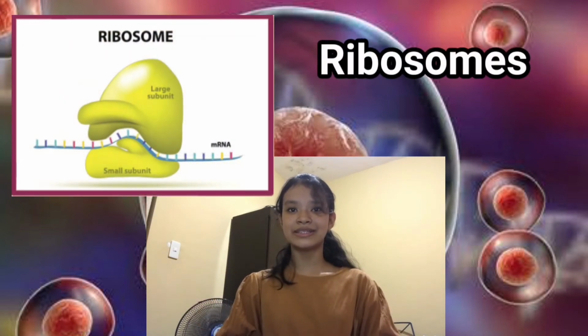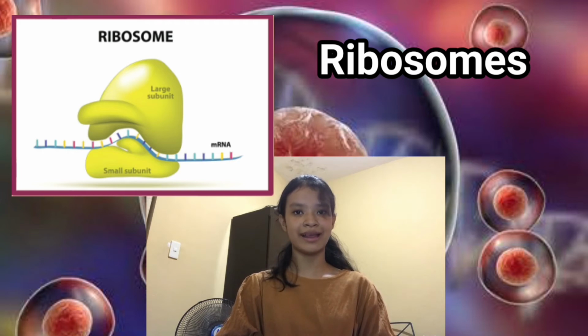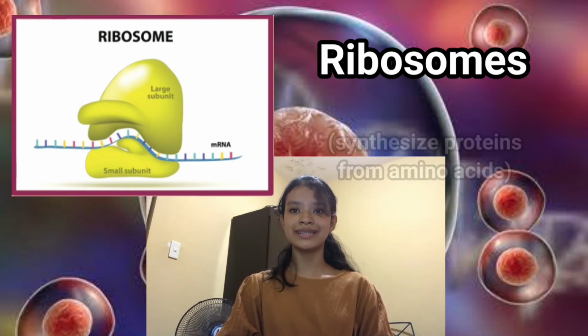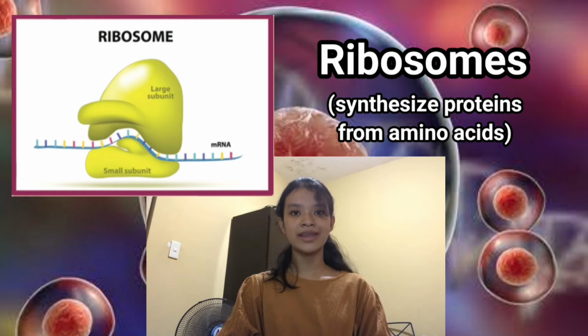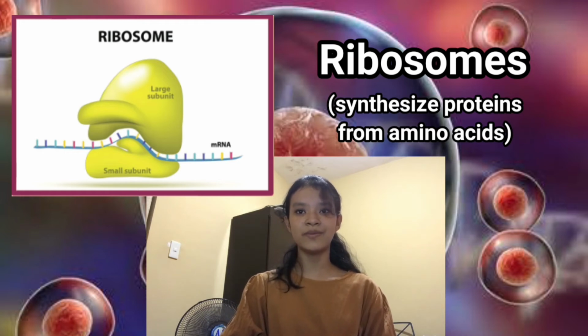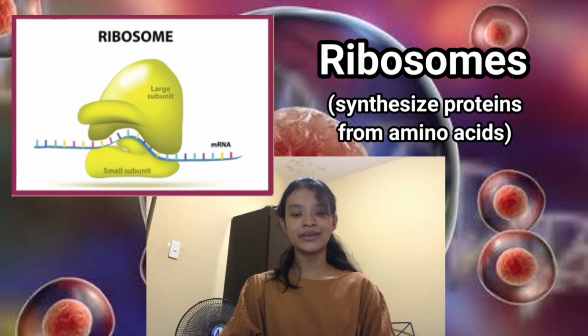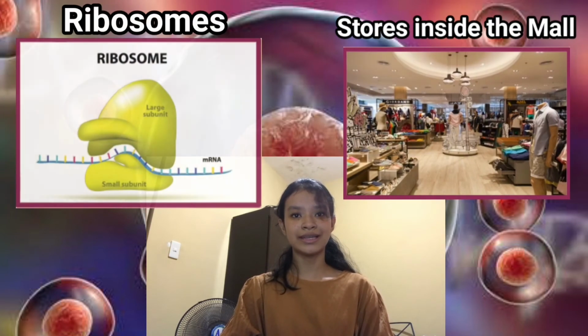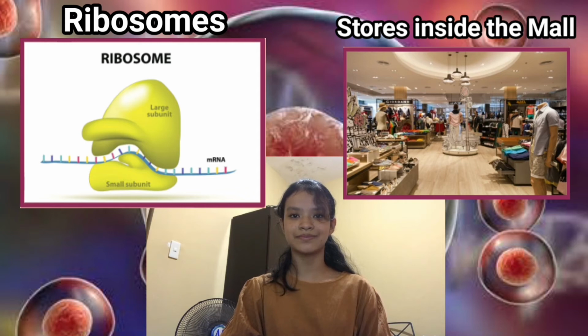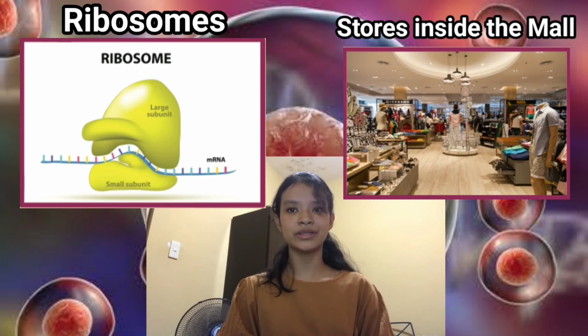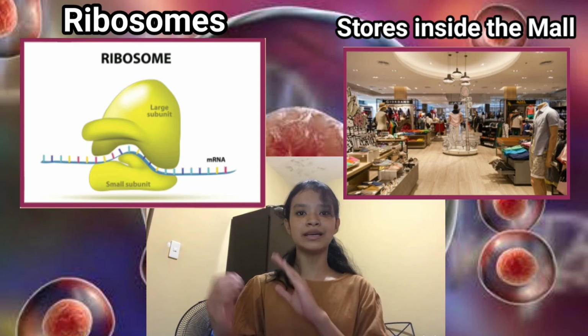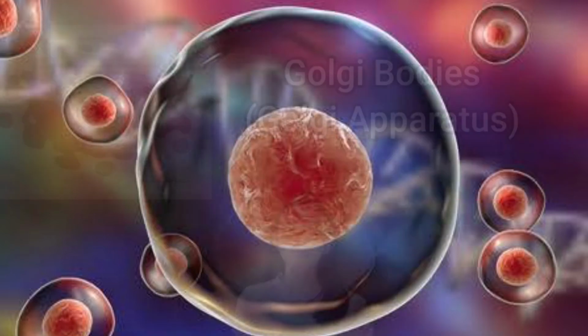Ribosomes. Since the ribosome is responsible for translating a coded message from messenger RNA molecules to synthesize proteins from amino acids, and they attach to the endoplasmic reticulum or are floating around the cell, we can consider the different stores inside the mall as ribosomes, floating inside the mall, which is the alter ego of a cell. We can say that the proteins produced by ribosomes are the products the stores are selling.